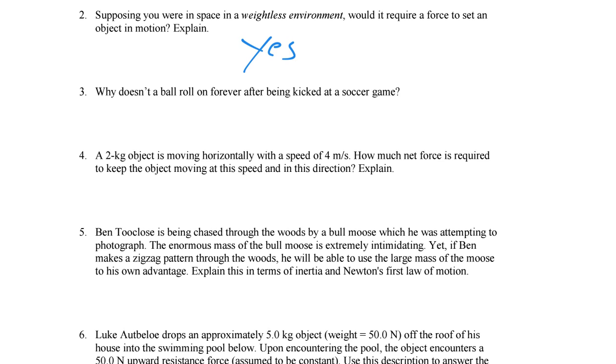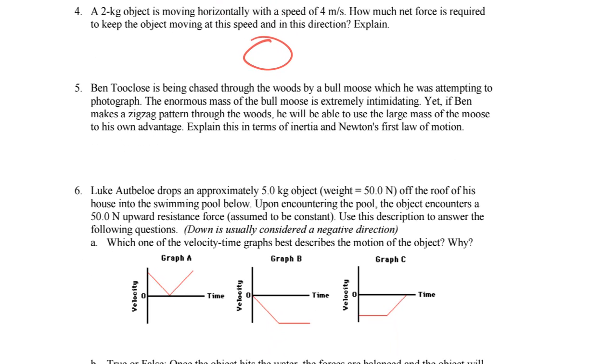Why doesn't a ball roll on forever after being kicked at a soccer game? The answer to that is friction. Friction always opposes motion. It will slow anything down that is moving and is in contact with something else. All right, a 2-kilogram object is moving with a speed of 4 meters per second. How much net force is required to keep the object moving at this speed in this direction? Kind of a trick question. It's 0 newtons. To stay at a constant speed, you don't need to add any force. That's what Galileo proved.